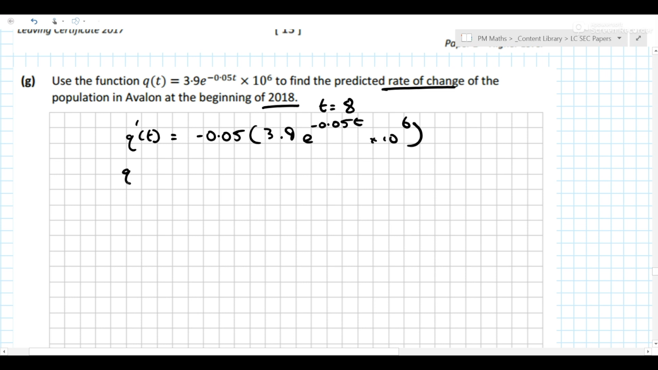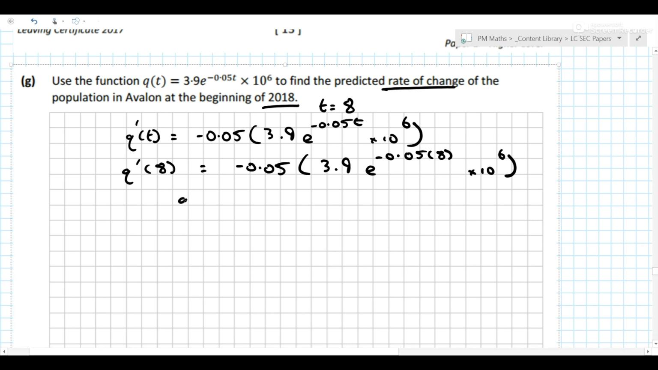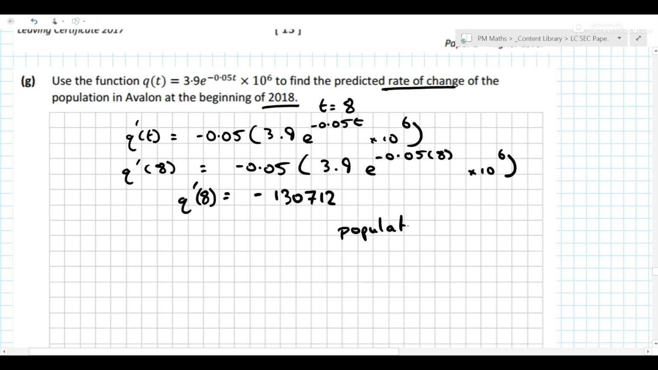Now we want to find that when t is 8. Minus 0.05, 3.9, e to the minus 0.05 by 8, by 10 to the 6. Okay, we'll multiply it out and then I'll talk about it in a second. Minus 130,712. So the population is decreasing, because of the negative rate of change. So it's decreasing by that much.